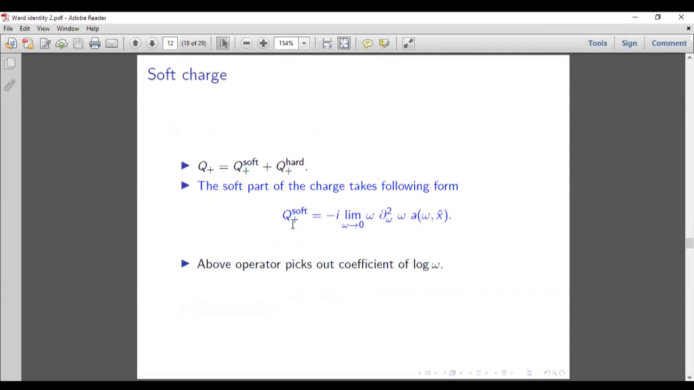Thus we see that the soft charge actually leads to insertion of a soft mode of a photon, and this omega operator is such that it isolates the log omega mode in the soft expansion. Thus we see that this asymptotic charge is actually related to the log omega soft mode of the photon.